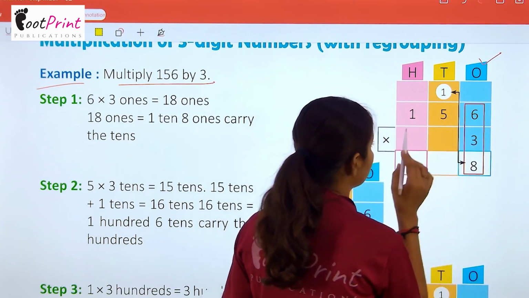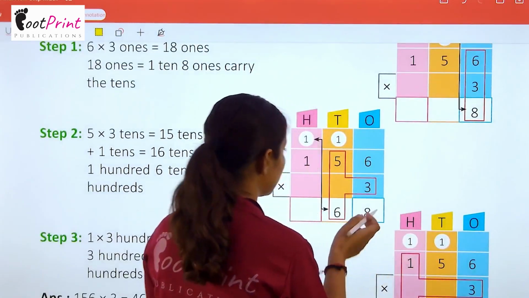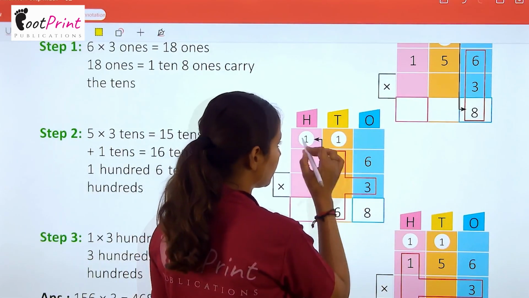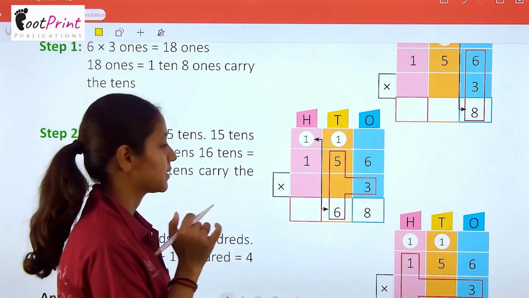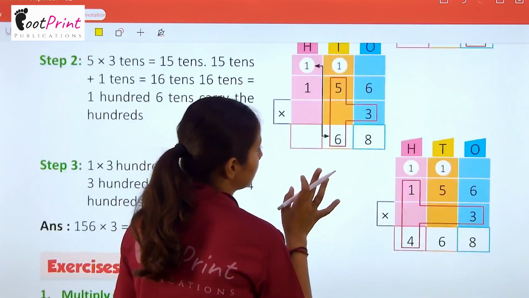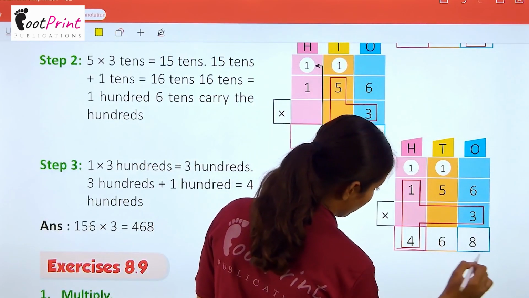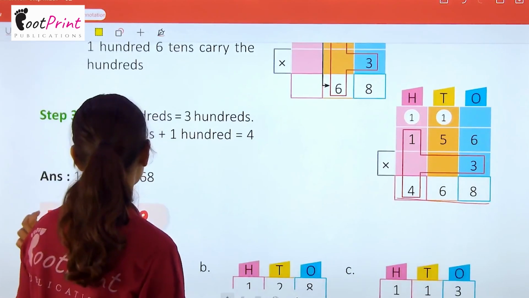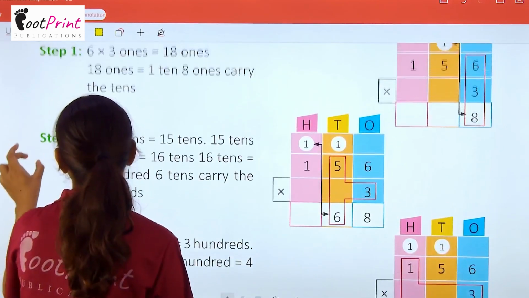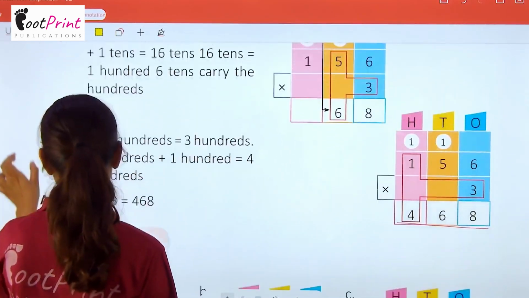Now 5 3s are 15. So 15 plus 1 is 16. So 6 is written here, 1 is going to the hundreds place. Now 3 into 1, that is 3, plus 1 is 4. So 468 is your answer. These are our step number 1, step number 2, step number 3.